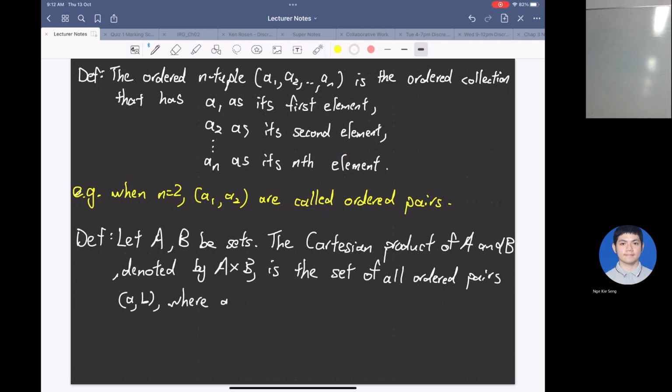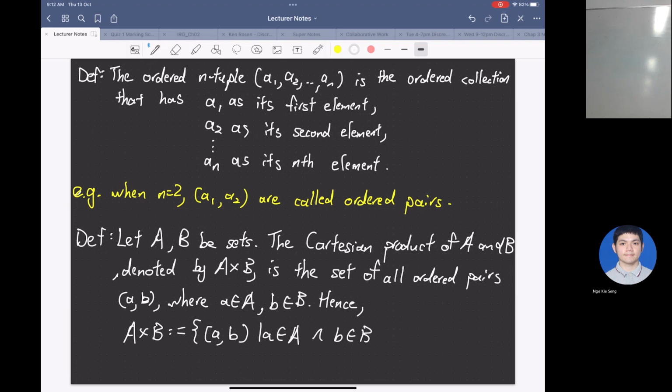Where the first coordinate is in the first set and then the second coordinate is in the second set. So we will write A cross B as a set of ordered pairs (a, b) where a is in A and b is in B. Note that I put a colon-equal sign here, meaning I'm defining the set. This is the first time this set appears, so if you see this, the definition of it is this.